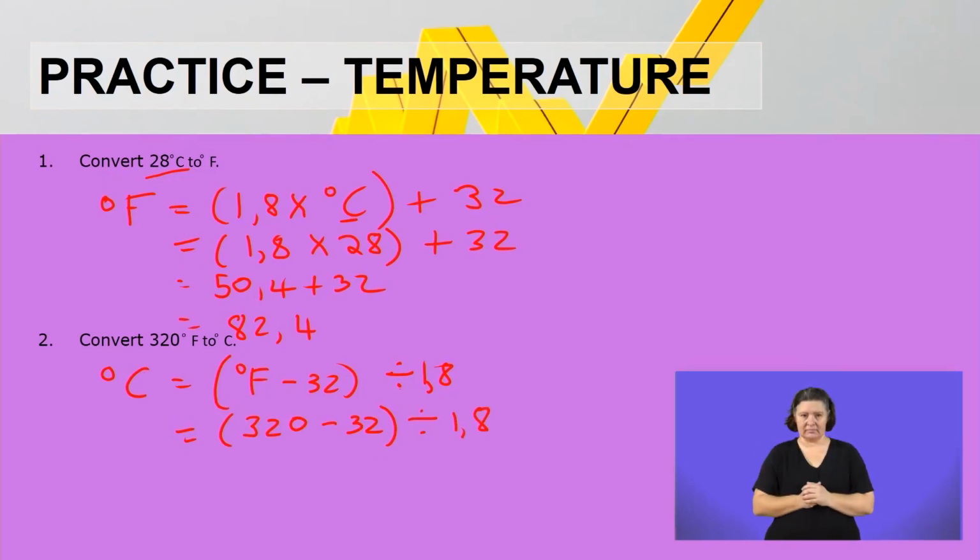So let's simplify the values within our brackets, right? So that will be 320 minus 32. If I simplify that, we'll get an answer of 288. Now this 288 I'll take and I divide that by 1,8. So once we do that calculation, we get an answer of 160 degrees Celsius.